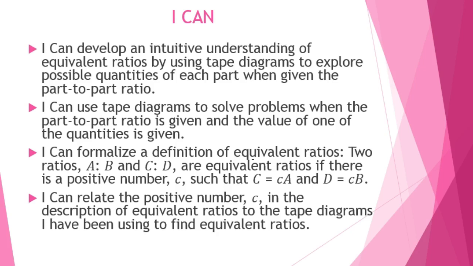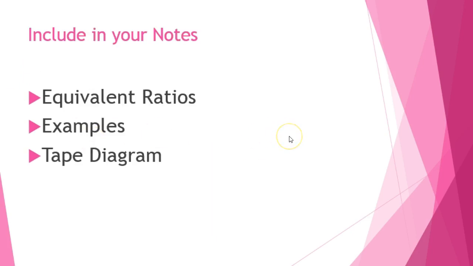Two ratios, A to B and C to D, are equivalent ratios if there is a positive number c, such that C equals c times A and D equals c times B. I can relate the positive number c in the description of equivalent ratios to the tape diagram I have been using to find equivalent ratios. Things to include in your notes is information about equivalent ratios, examples, and tape diagrams, which is also examples and what a tape diagram actually is.